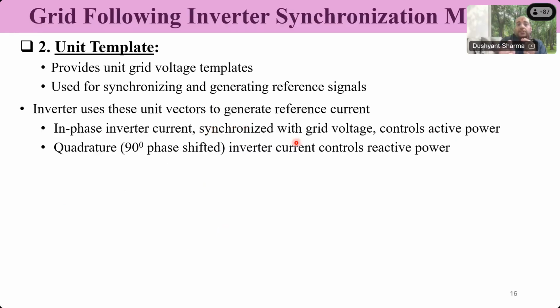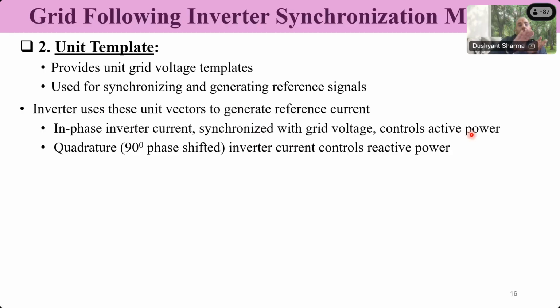How is it obtained? It is obtained by dividing the voltage by its peak. Obviously, if we divide the voltage by its peak, then there will not be any phase shift. It will just be a magnitude reduction to 1. If the magnitude gets reduced to 1, then there is no phase shift. That means this unit vector is in phase with the actual voltage. Now, if I multiply with the magnitude of the current, this current that I will obtain will also be in phase with the grid voltage, and therefore the power that I'll get will be active power. Therefore, we can say the in-phase inverter current synchronized with grid voltage controls the active power.